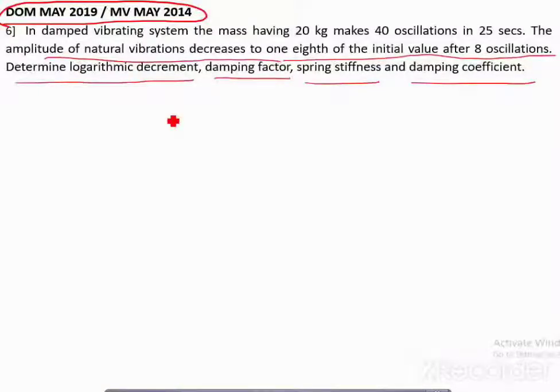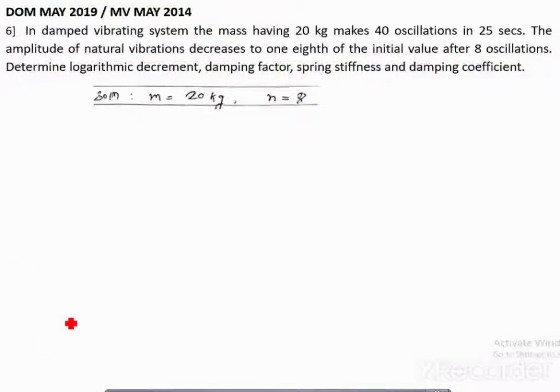So you can see they have told you to find out four terms: 1, 2, 3 and 4. So chalo, let's start. First of all, for this particular problem, what is the given data? M is equal to 20 kg and N is equal to 8. It makes 40 oscillations in 25 seconds. The amplitude of natural vibration after 8 oscillations, they have given you after 8 oscillations. So N is equal to 8.